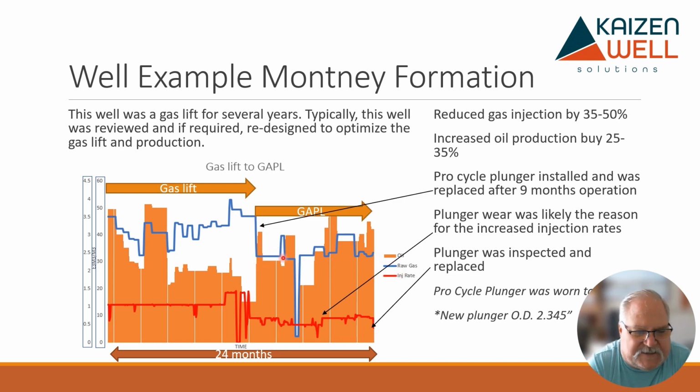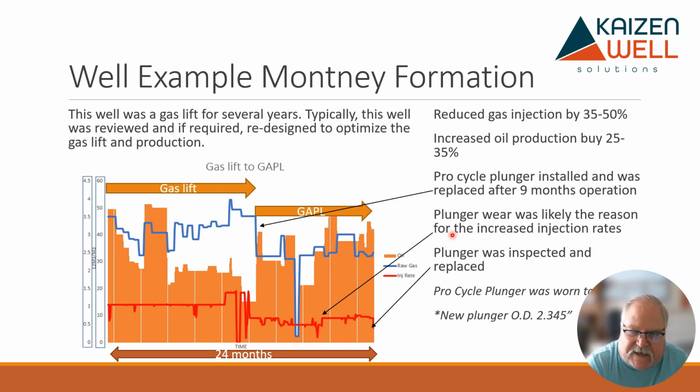That's what raw gas is, a combination of produced gas and injected gas. That's why you see that step down. It really didn't impact total produced gas, significantly reduced the injection gas, but look what it did to the oil production. As soon as we did that, we got something like a 25 to 35% increase in oil production.